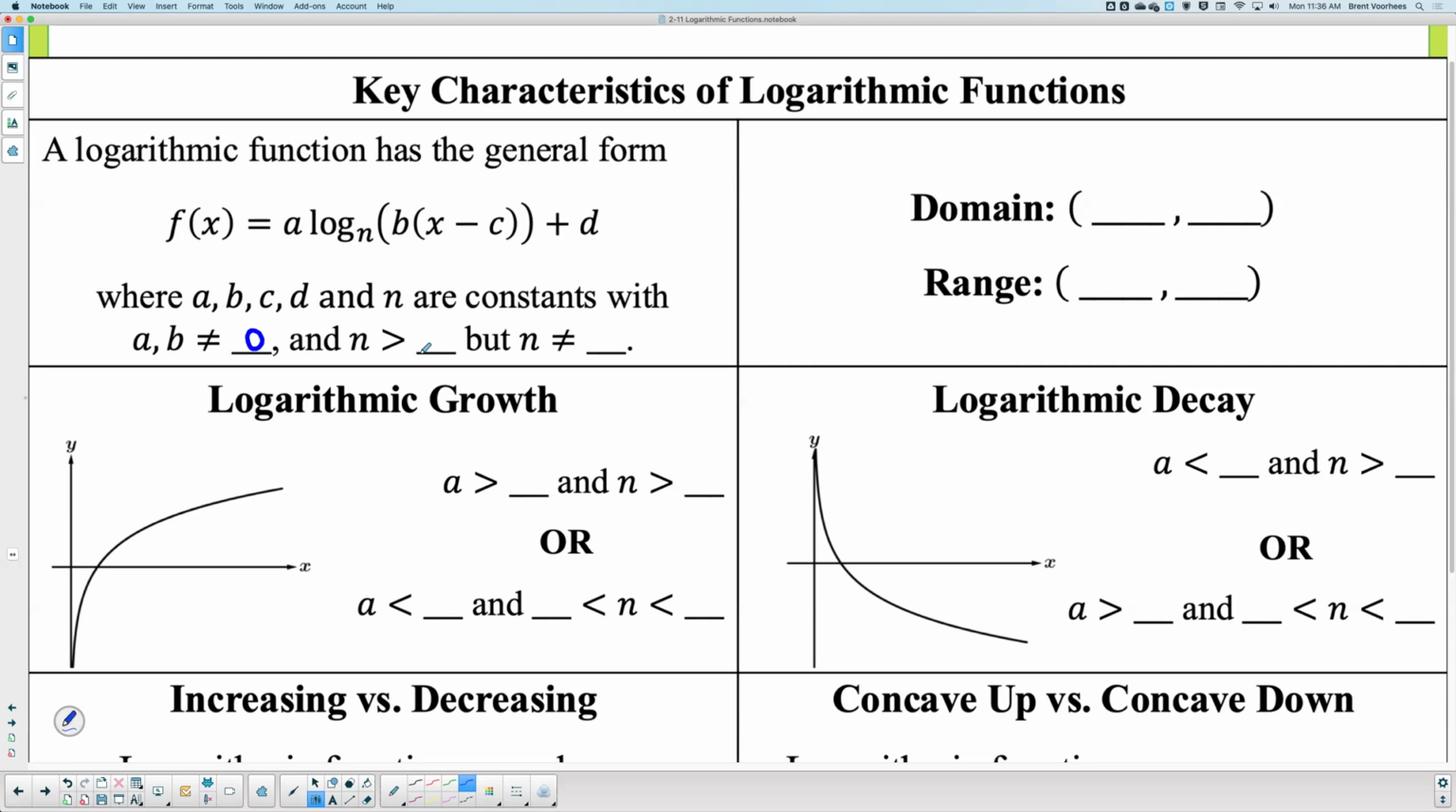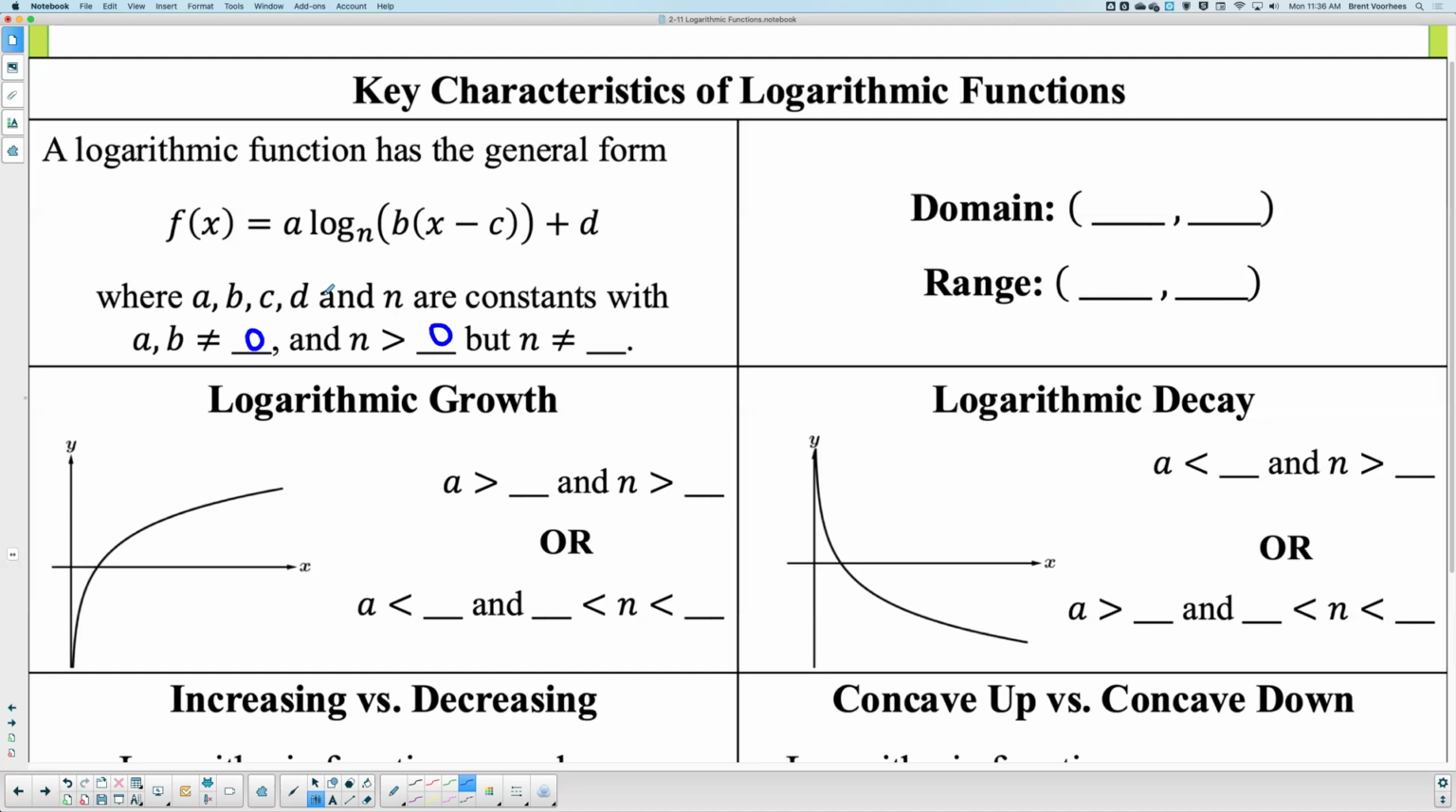Zero, there it is. Okay, so now with the base, our base has to be a positive value. You cannot have a negative base. So n has to be greater than zero, but there's one value that the base cannot be. Do y'all remember what the value was? Think of exponentials. Remember inverses? Exponentials and logarithms are inverses of each other. What was the one base that an exponential could not be?